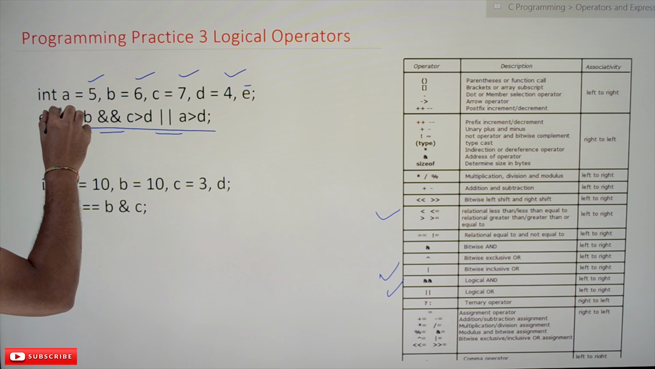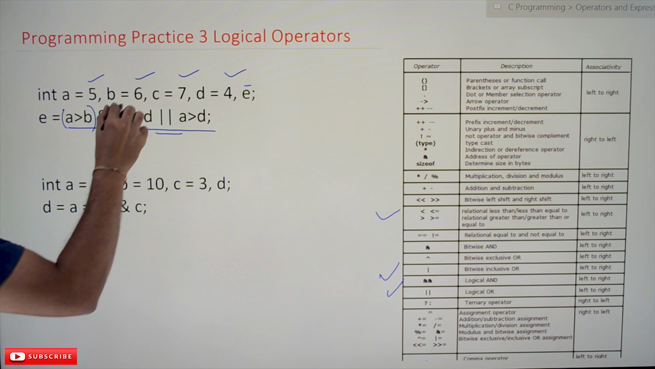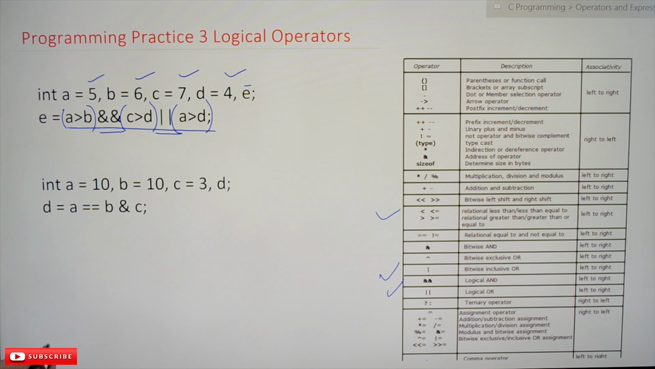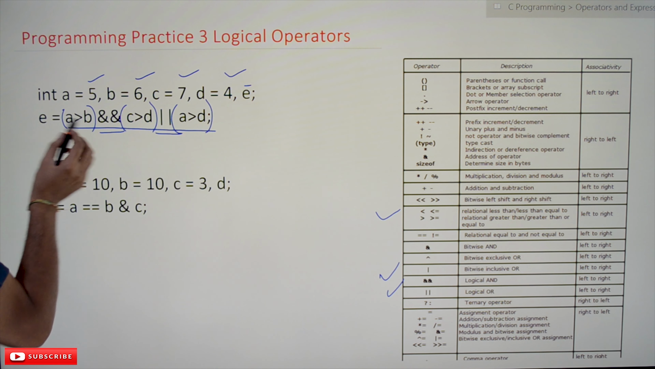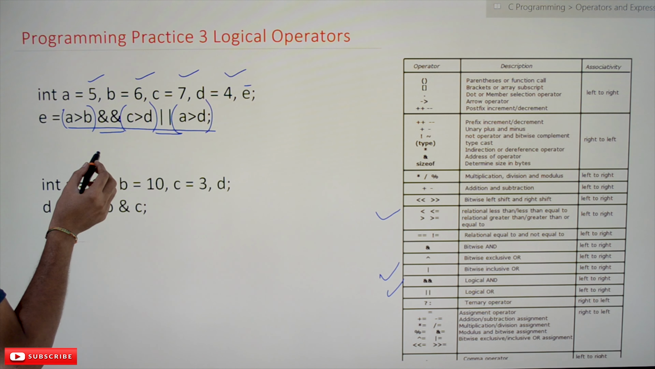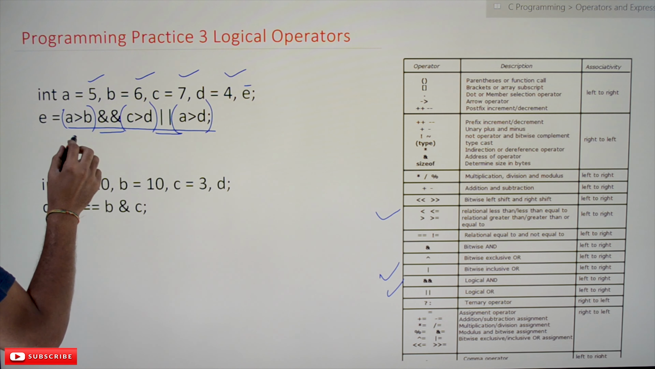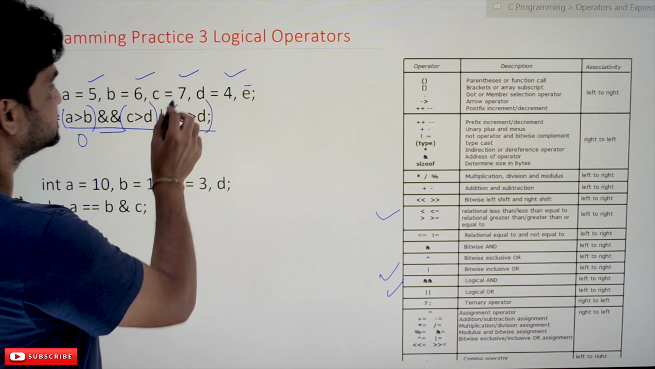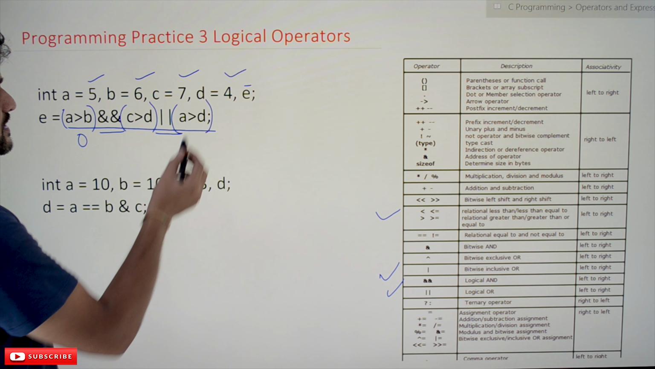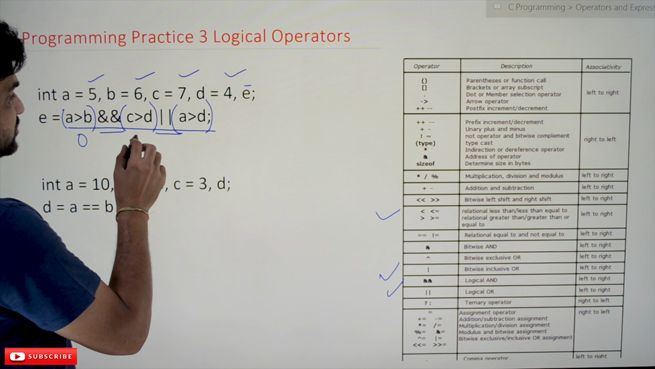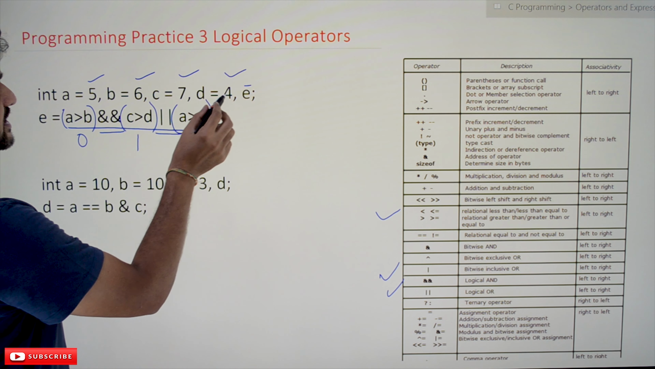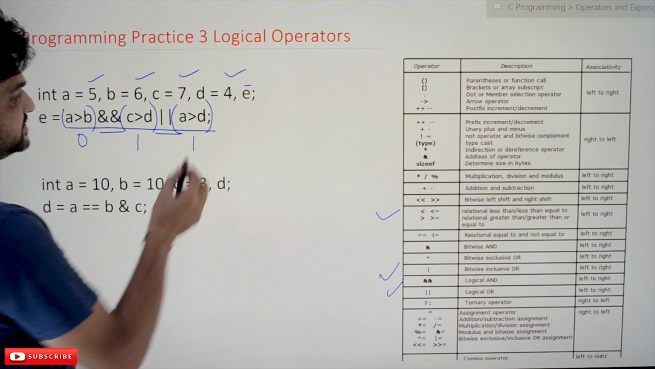So this one will get executed first, this one next, and this one at last. What is the output of A greater than B, 5 greater than 6? Is it true? No, 0 will get generated. C greater than D, 7 greater than 4. Is it true? Yes, it is true. A greater than D, 5 greater than 4. Is it true? Yes, it is true.